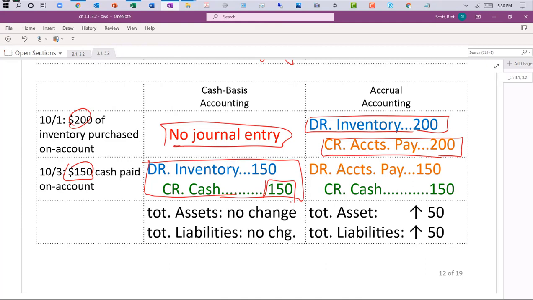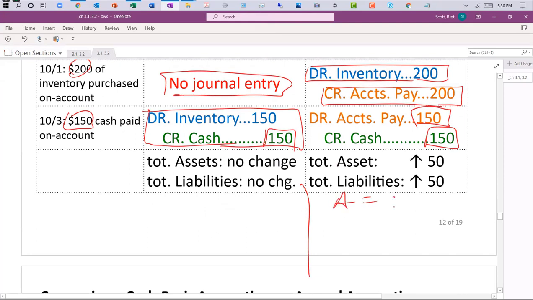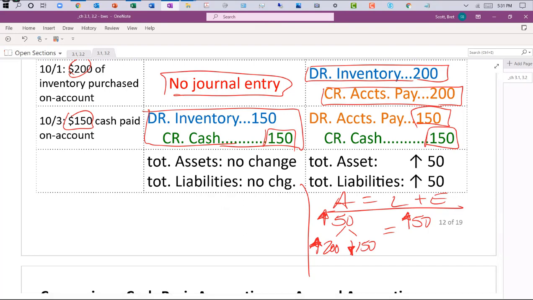Under accrual basis accounting, when I pay off $150 worth of my accounts payable, the accounts payable goes down. But ultimately, what do I see as the change in the accounting equation? I see that there was a net increase of $50 in assets. How did that come about? Well, there was an increase of inventory, $200, and there was a decrease in cash of $150. So I got $50 net increase in my assets. But we're not done yet. I have to also show the fact that there's $50 worth of liability. I owe another $50 to the supplier. And I better make good on that, otherwise my supplier's going to cut me off.